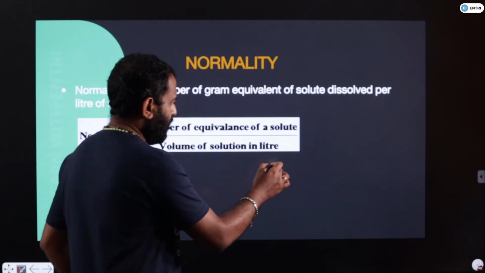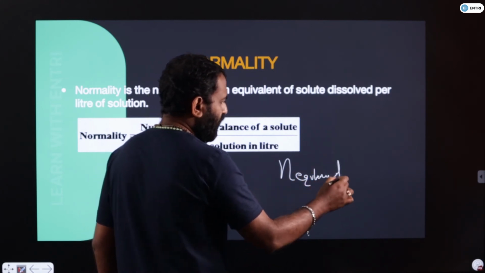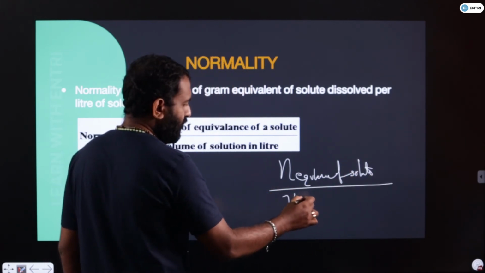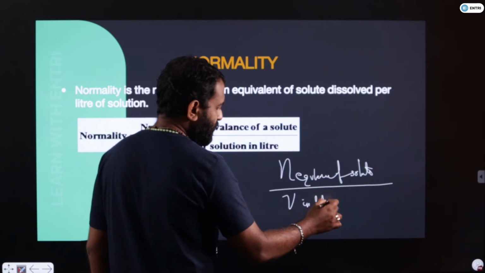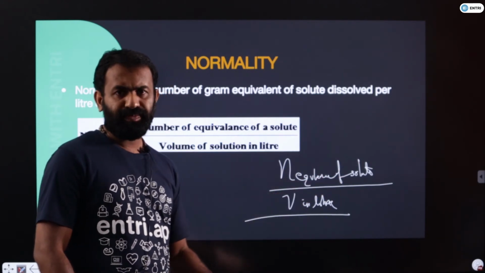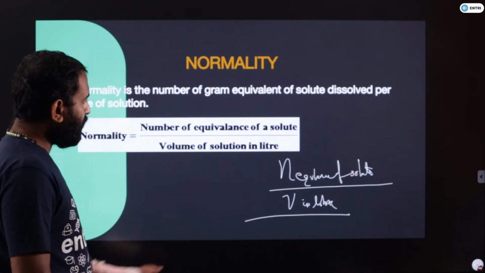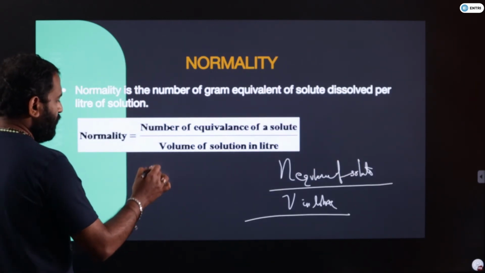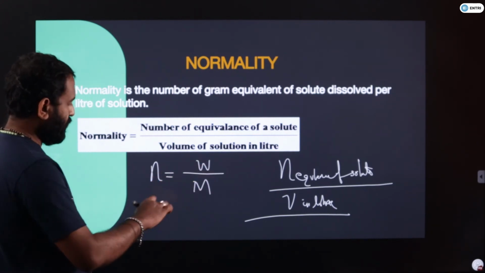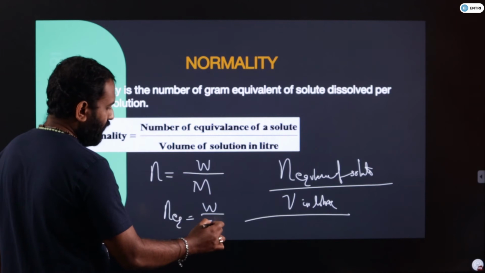The next, normality. Here the numerator is number of equivalents of solute divided by volume of solution in liter. The denominator is same as molarity, but numerator is number of equivalents of solute. In the case of molarity, number of moles of solute. Here, number of equivalents of solute. Number of moles can be calculated by given mass divided by molecular mass. But in the case of number of equivalents, given mass divided by equivalent mass.